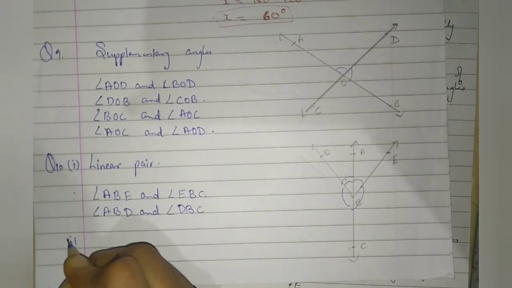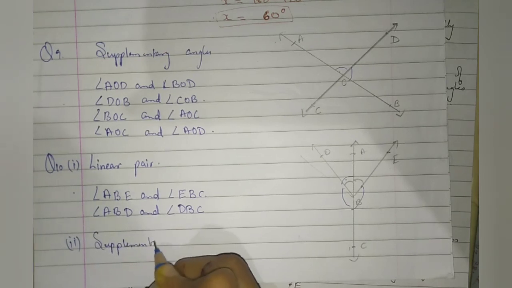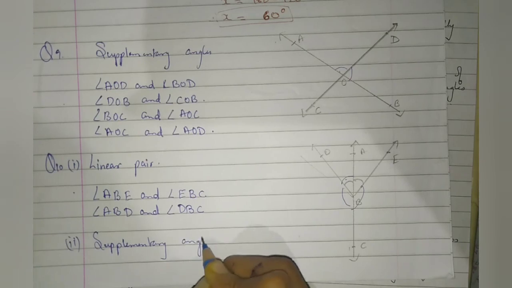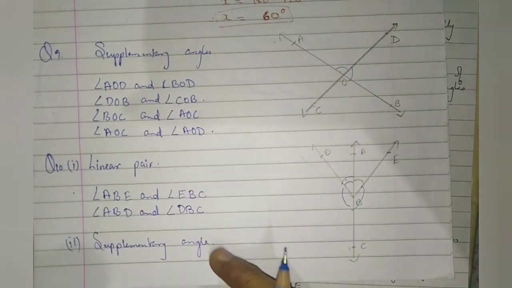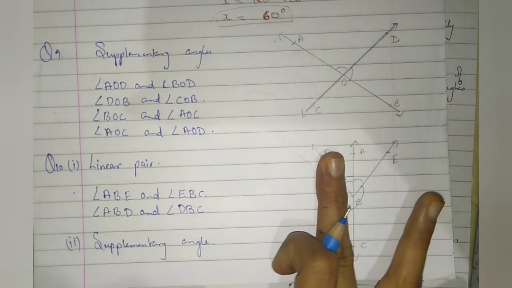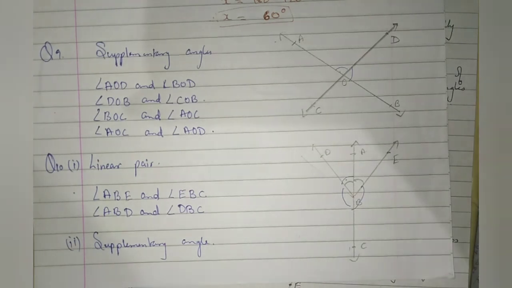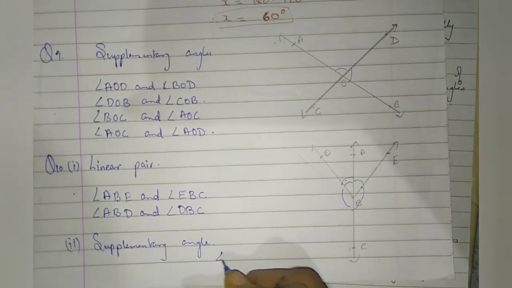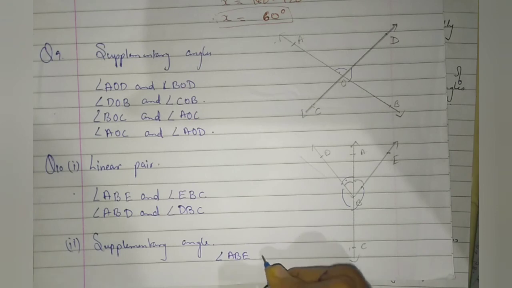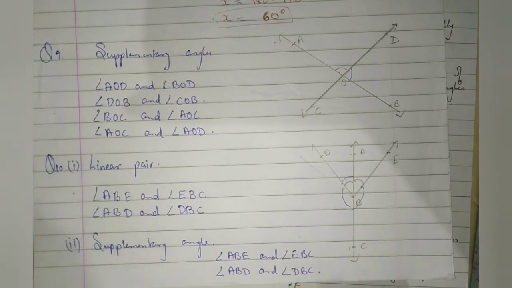Now for the second one, supplementary angles, we will write the same, because supplementary angles also form 180 degrees. The sum of two angles is 180 degrees. So let us write the same: angle ABE and angle EBC, angle ABD and angle DBC.